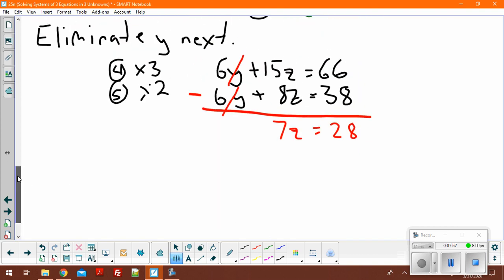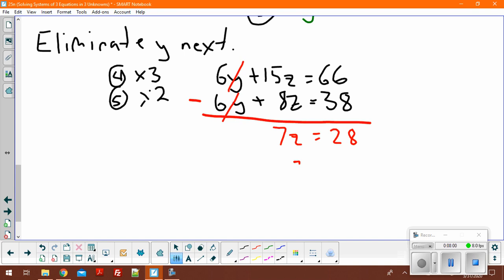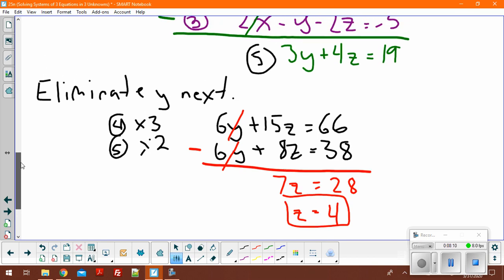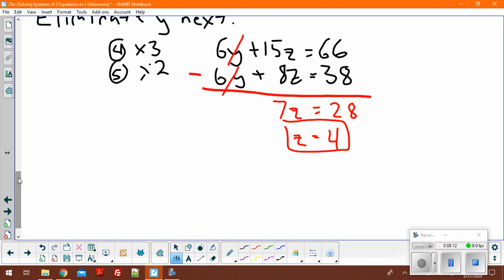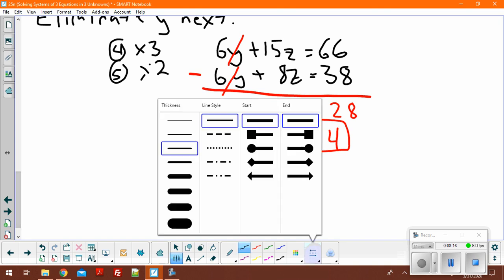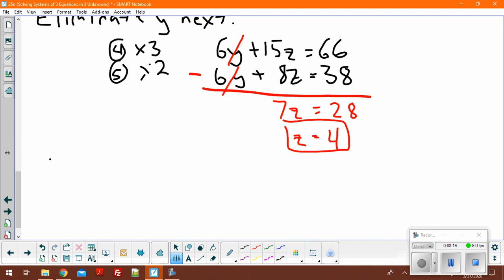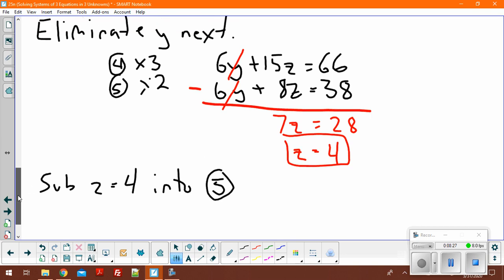So now I've got it down to just z, so I can solve that for z. So we divide by 7, and z is equal to 4. Okay, I got my first variable. So now I start climbing my way back through this and substituting to solve for the other variables. Okay, so let's say I'm going to substitute z equals 4 into equation 5, just because I'm close and I can see that one right here.